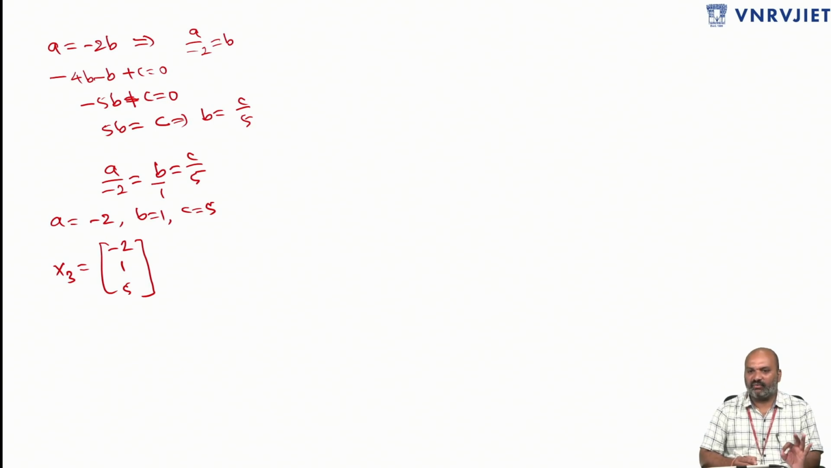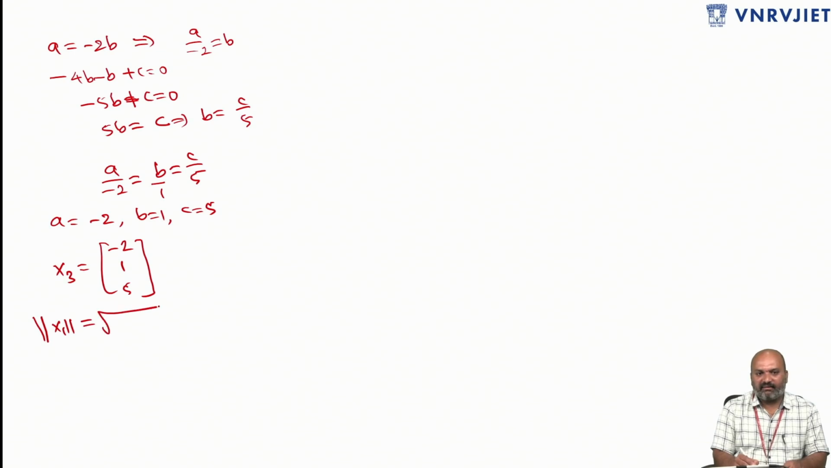That is E1, E2, E3. So first we'll determine the norm or magnitude of these three vectors. First, the norm of x1. What are the elements in x1? The magnitude is the square root of a square plus b square plus c square. Here it is 2, minus 1, 1. So 2 square is 4, minus 1 whole square is 1, 4 plus 1 is 5, plus 1 is 6. That means it is root over 6.